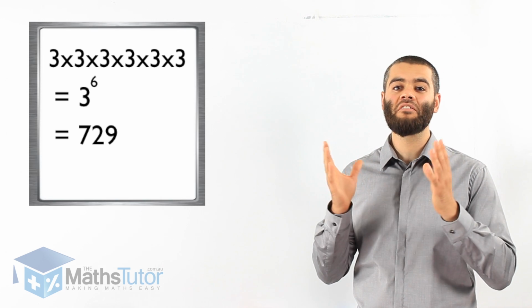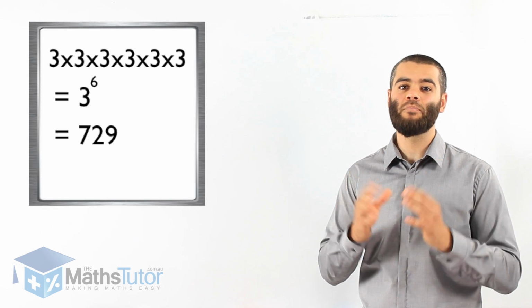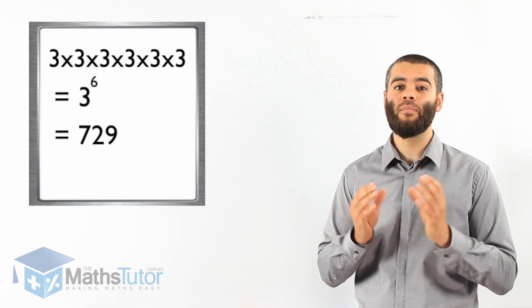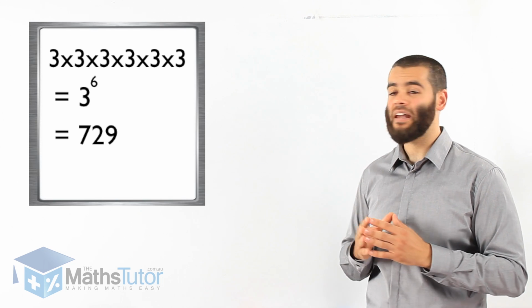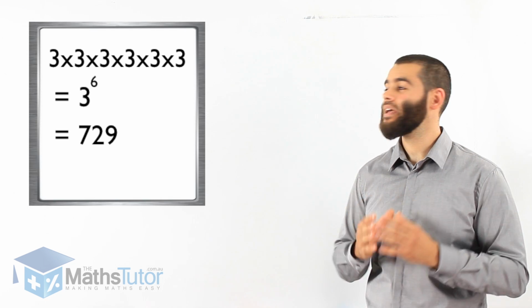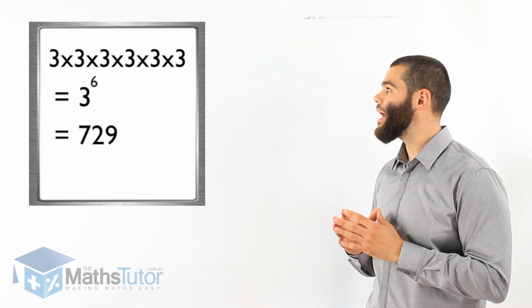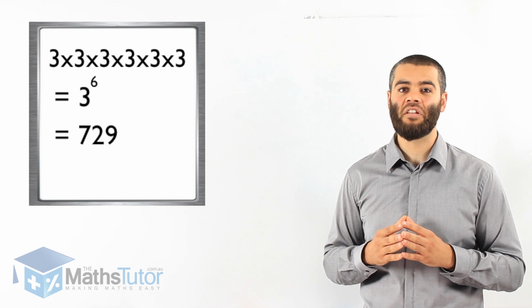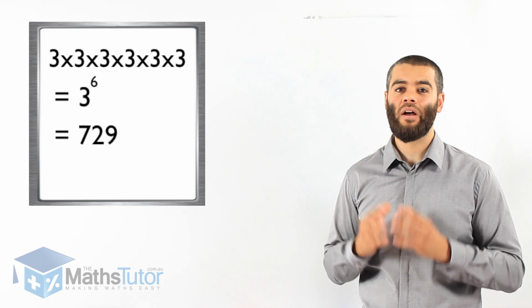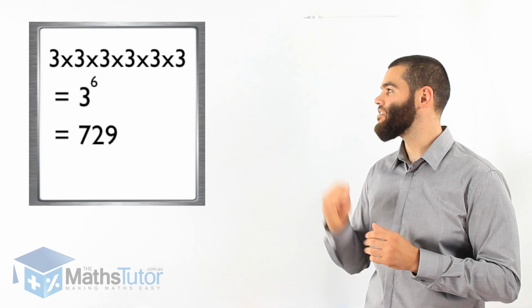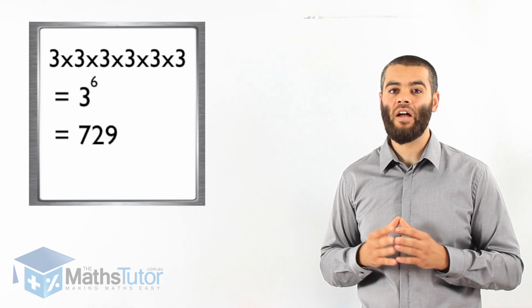We don't like to write things in very long form. We like to simplify them. Mathematicians always like to make things simple. So here, when we have a number sentence that is that long, we want to simplify it. We write it in index form, in power form, which is 3 to the power of 6. 3 is the base number, and 6 is the power, it is the index. And the answer is simply 729.